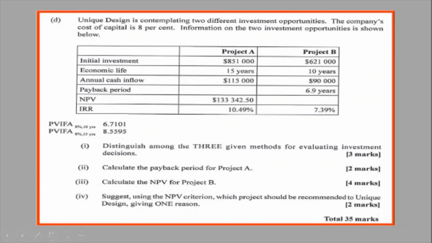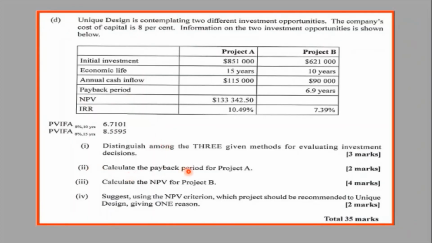Part D. I think this is the one that most students are waiting for. It deals with capital expenditure appraisal. Let's look at what is required first. Distinguish among the three given methods of evaluating investment decisions. The three methods are payback period, NPV, and IRR, internal rate of return, and net present value for those abbreviations.